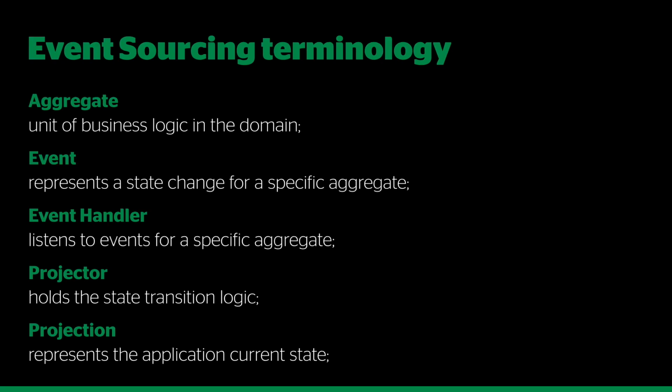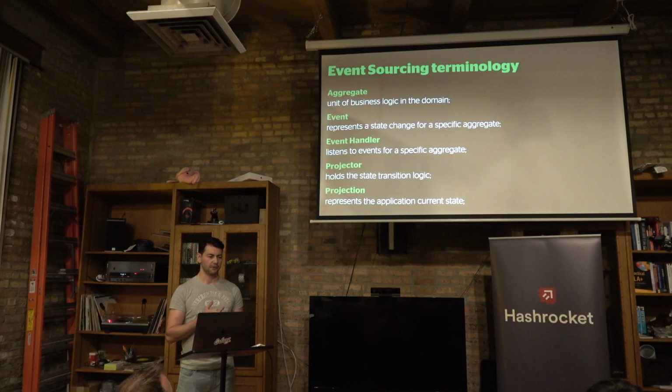Just a quick terminology: we have aggregate. Aggregate is a unit of business logic. A user is an aggregate. Events can happen on top of a user. A player is an aggregate. A trade is an aggregate. Things can happen on top of that. The aggregate holds the business logic: what can happen with that aggregate? Depending on the events that already happened with that aggregate, the business logic will decide whether this can happen or not. For example, if a user is registered, he cannot register again.